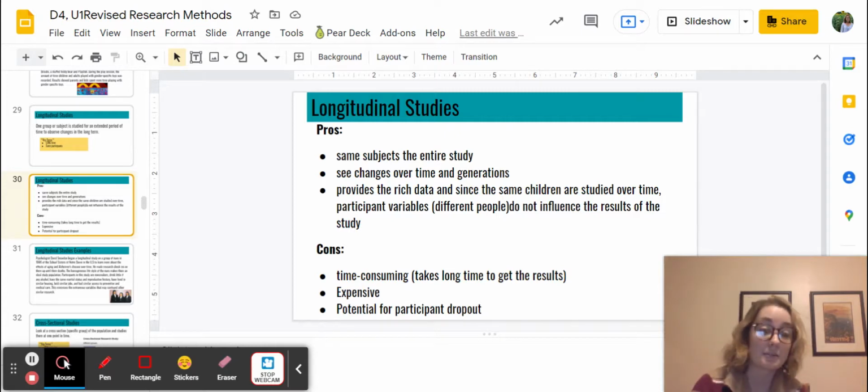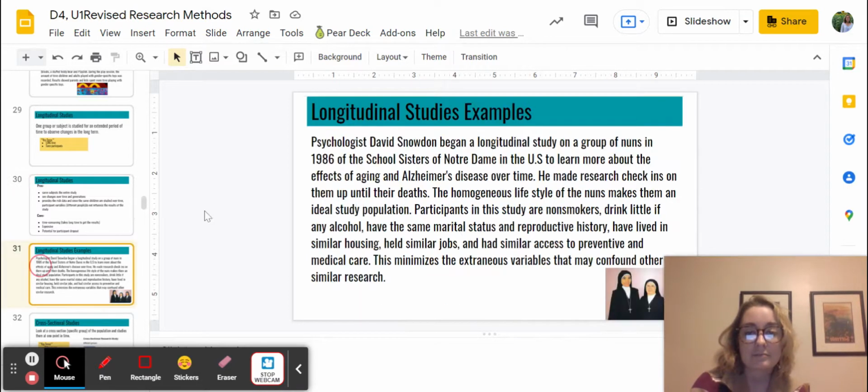A con, we said, is this is really time consuming, right? This is like observing people potentially throughout their whole life. So you're not going to get the results for a really, really long time. And that's also expensive if you're having to bring these people back all the time, right? Another issue is that people could drop out. Because if you were signed into this as a child, you might get older and be like, I'm not going to do this, or people die or whatever. And then the issue could arise is the people who are dropping out, are they meaningfully different than the people who are staying? Right, and that could create a bias as well.